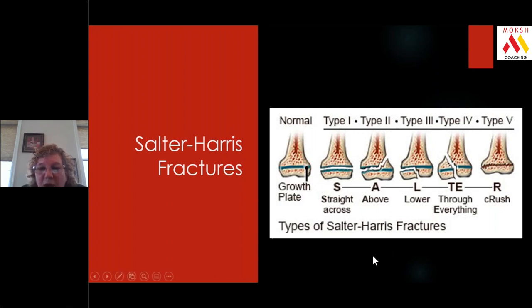Here is a pattern that I like for remembering the Salter-Harris fractures. So there's the growth plate. You can see it. You can see the bone. You can see the growth plate. S stands for straight across. That is a Salter type 1.